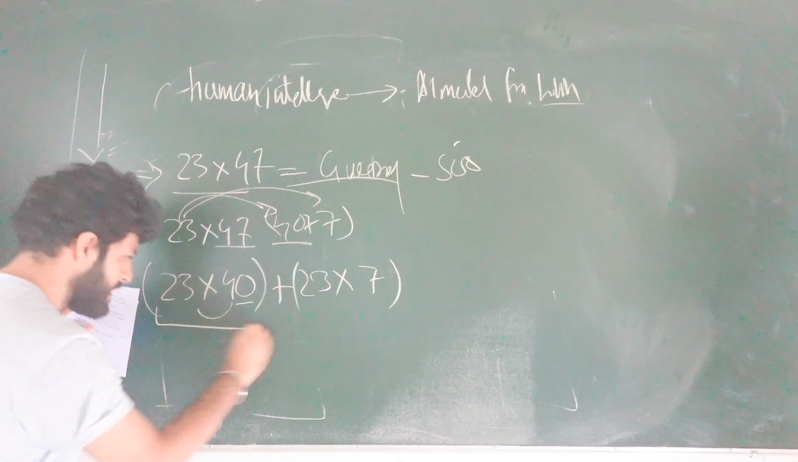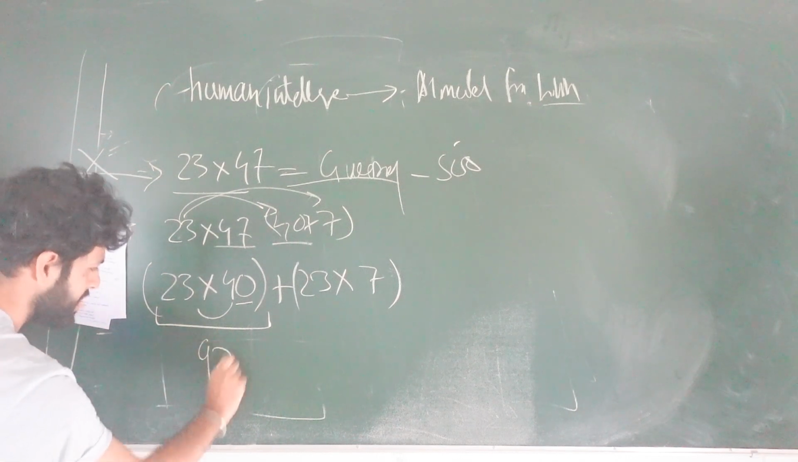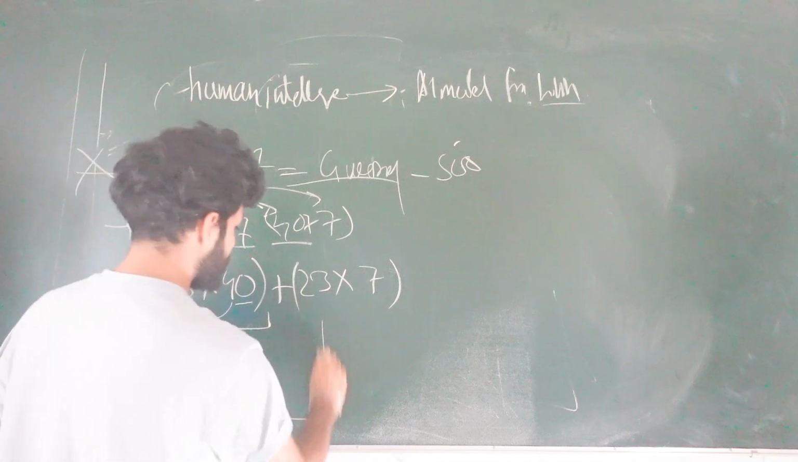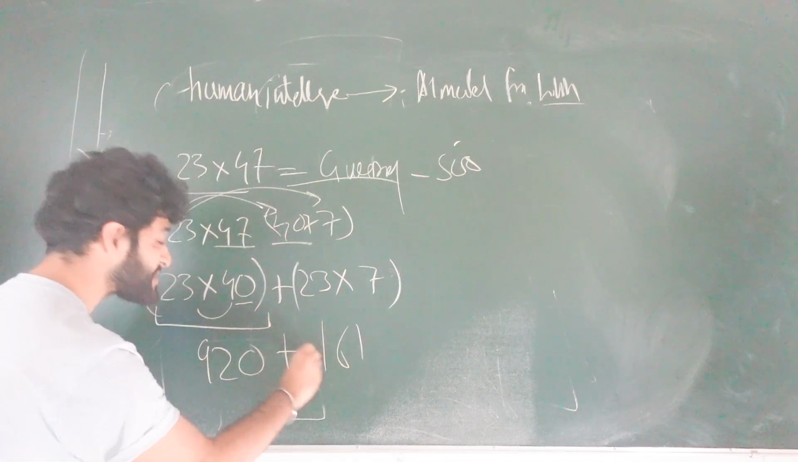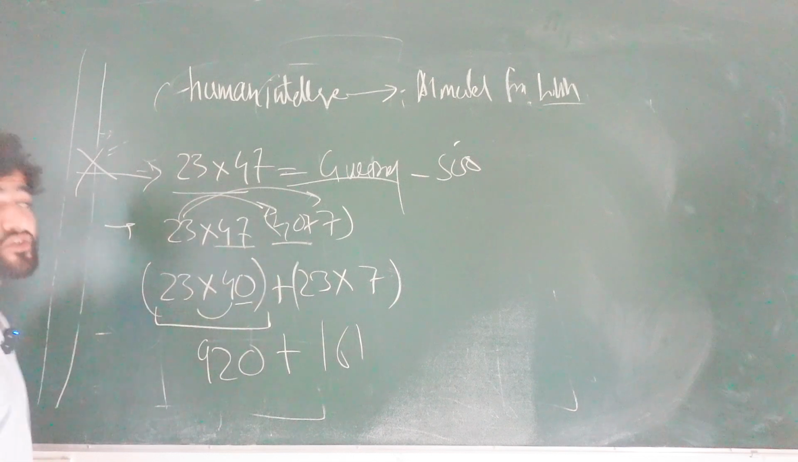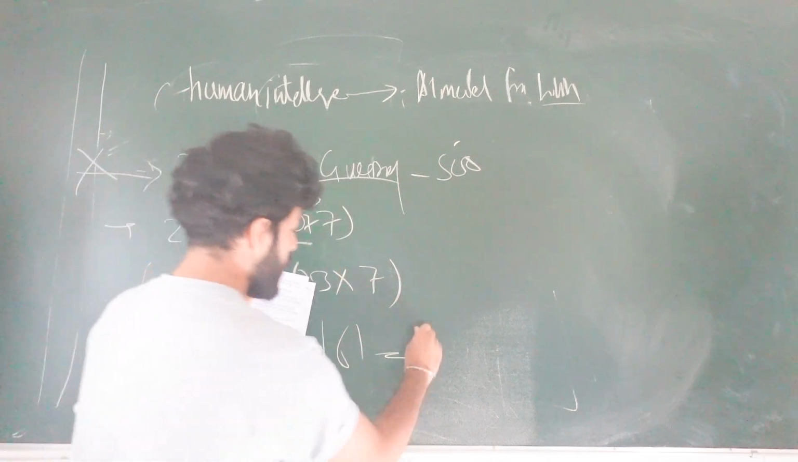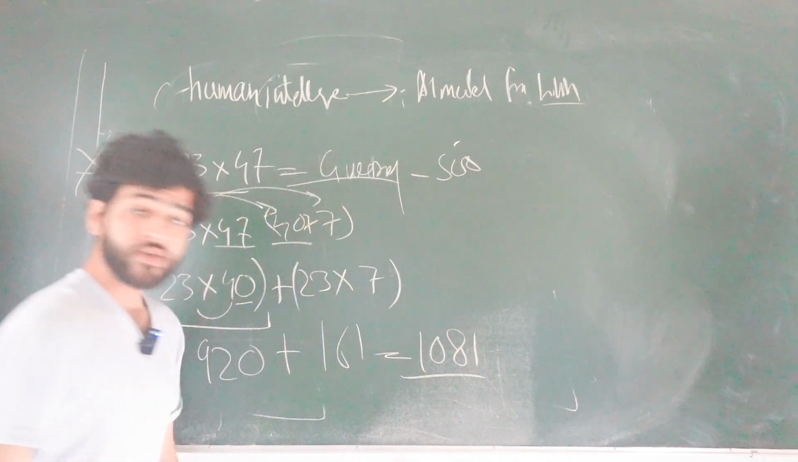So for this first term, the answer would be 920. For the second term, the answer would be 161. So 920 plus 161 is much easier to calculate rather than 23 asterisk 47. Now when we get the answer, it is 1081. Now you can see the difference.